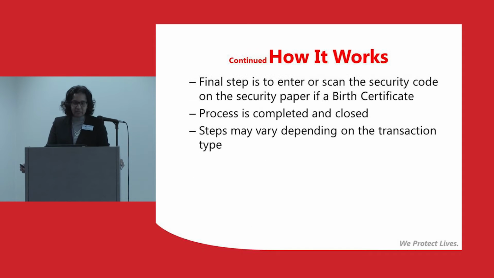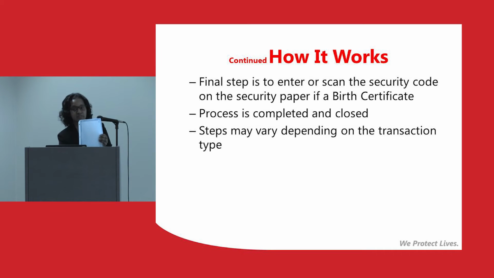The final step, if you are processing a birth certificate, will be to scan or to enter the security paper code into the system. What am I referring to there? You all know that on the security paper there is a number at the bottom. That number starts with a C if it is processed or distributed in the county. It has an S if that piece of paper, the inventory security paper, is distributed in the state office.